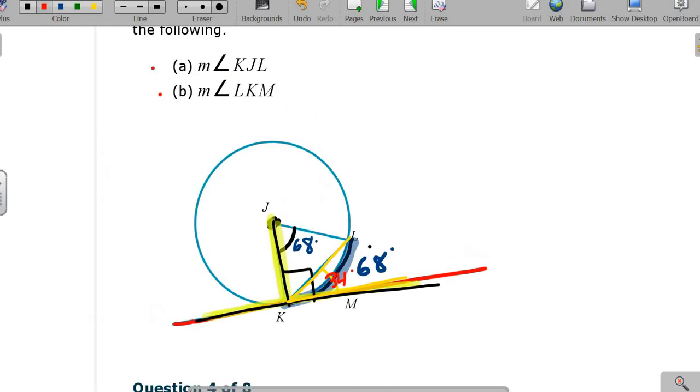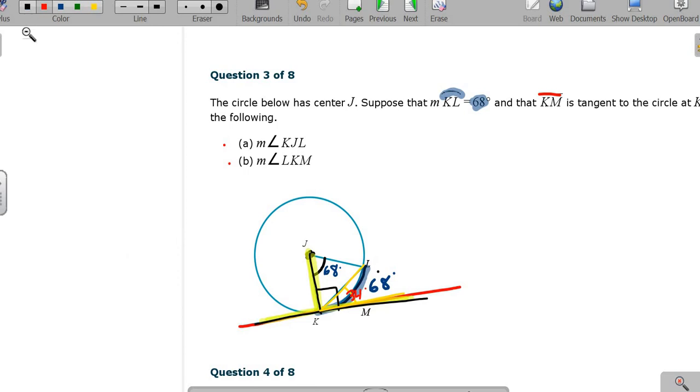So let's see what we have here. We want KJL, we already got that, that's 68. And LKM, that's the tangent chord, and that is going to be 34.